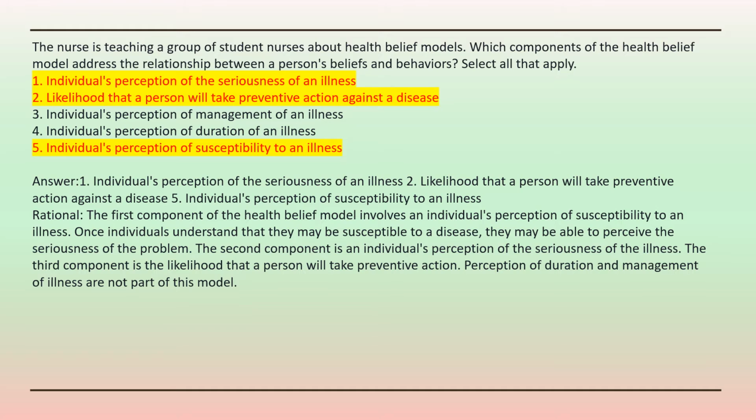Rationale. The first component of the health belief model involves an individual's perception of susceptibility to an illness. Once individuals understand that they may be susceptible to a disease, they may be able to perceive the seriousness of the problem. The second component is an individual's perception of the seriousness of the illness. The third component is the likelihood that a person will take preventive action. Perception of duration and management of illness are not part of this model.